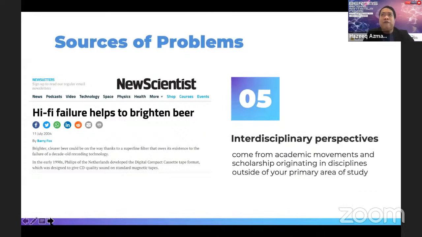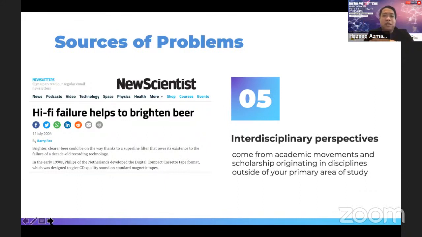That's why we now have, for example, bioinformatics. Bioinformatics is actually two bodies of expertise: the field of IT as well as biology. So when you have this interdisciplinary perspective, it helps you to come up with the right problem. And from there, you design your research, and then the solution will come with an innovation.